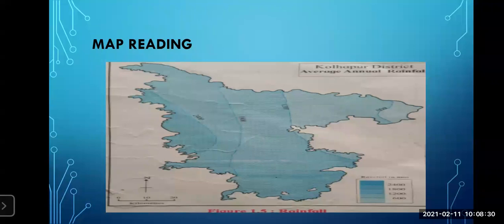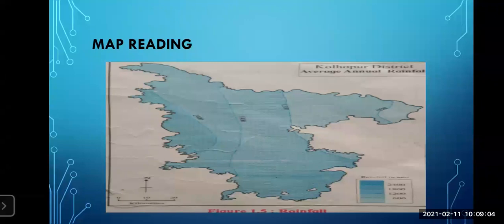Okay, the first question is: in which direction is the rainfall more in the district? Of course, all these questions you have to answer in a full sentence. Now, in which direction is rainfall more in the district? Where you can see the dark shades, they are on the left side of the arrow. That is the west side. So the rainfall on the west side of the district is more.